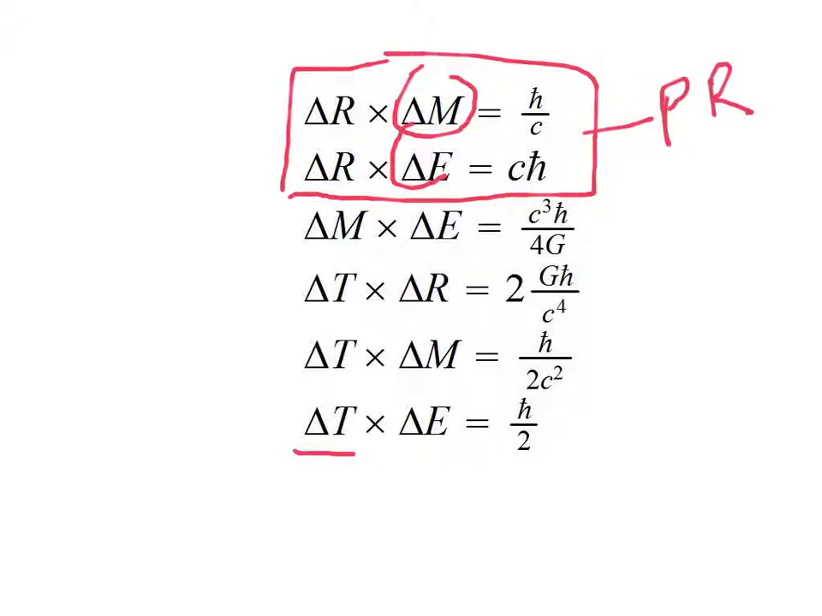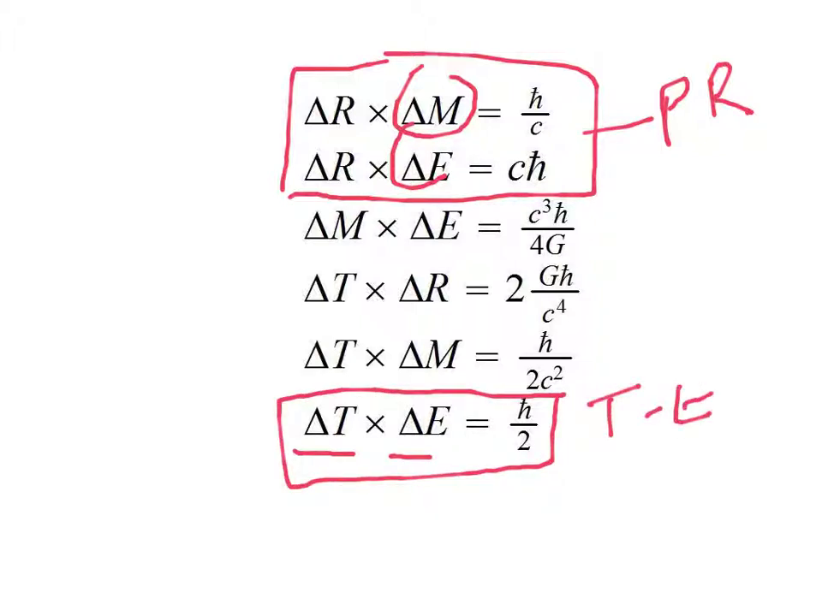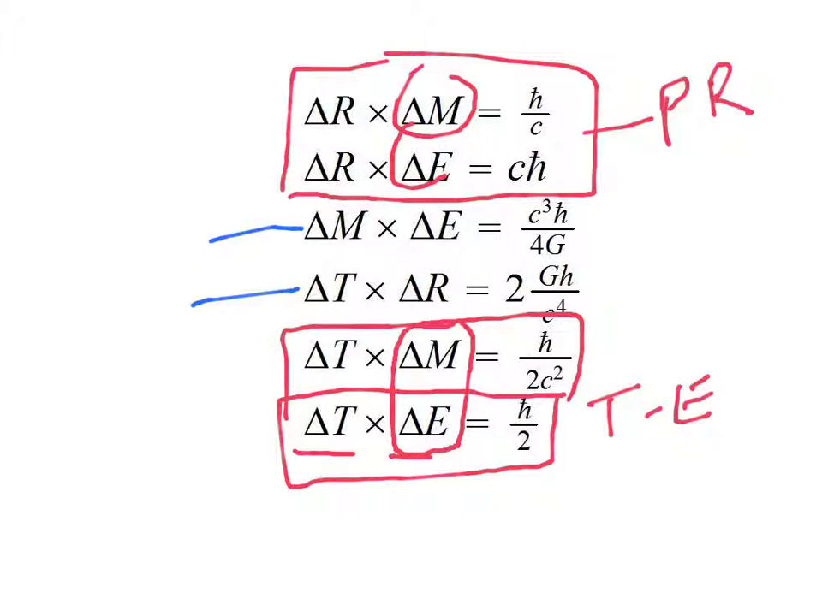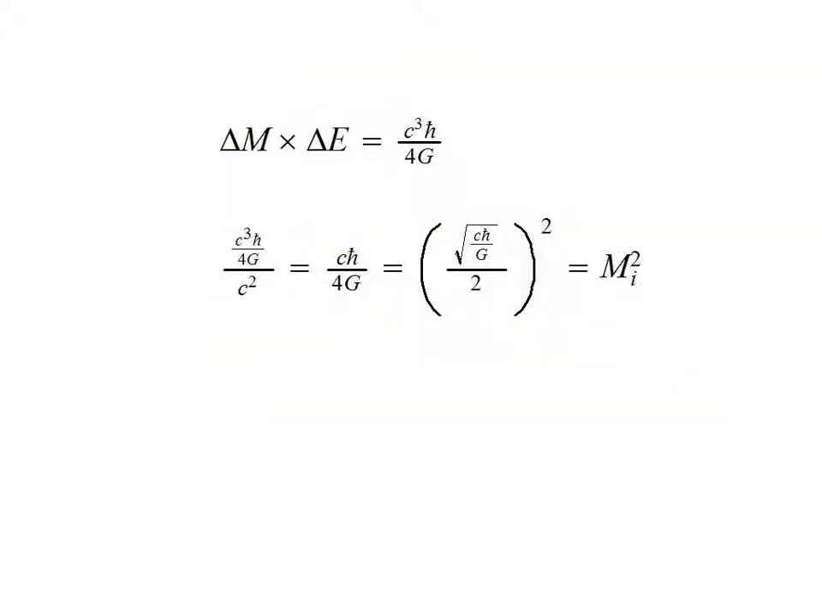We've seen that delta T times delta E equal to h bar over 2 is the time-energy uncertainty equation. And again, we can change it just by changing from delta M to delta E so that these two are related. This leaves us with 2 to look at, and we're going to start by looking at delta M times delta E. If we take delta M times delta E, we get our expression.